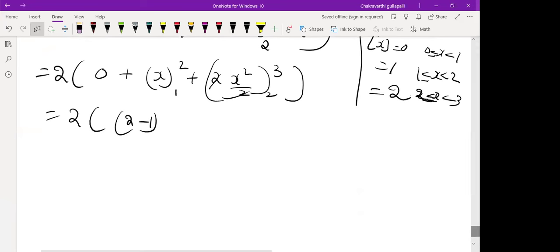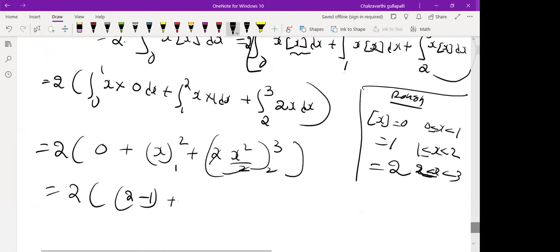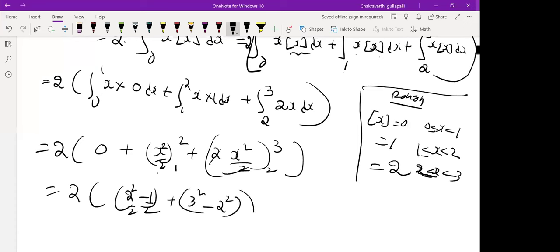2 minus. Anything wrong? This is 2. Second function: x into 1, so x²/2 with limits 1 to 2. Third one, this is 2 into x, so 2x²/2. So here I will get 2²/2 minus 1/2. This is 3² minus 2, 2 into 4/2. 4/2 minus 1/2 is 3/2. 9 minus 4 is 5, 2 fives are 10, 13/2. Hopefully correct. Any mistakes?